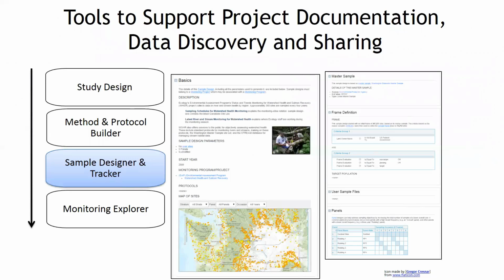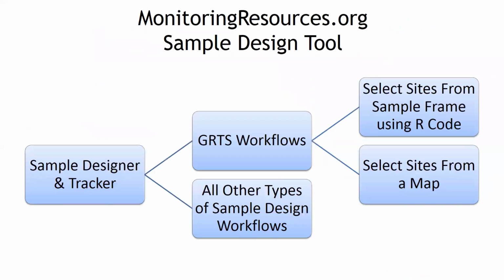But the part I really want to focus on today is the sample designer. The sample designer has two separate workflows. There's a GRTS workflow, and then there's all other types of design. For all other types of design, you can upload your sites, and then you sample this site on this day, or this year, and then you document why you selected the site. You pick a design type from a drop-down list and so on. It's a documentation tool. It's not doing any work for you.